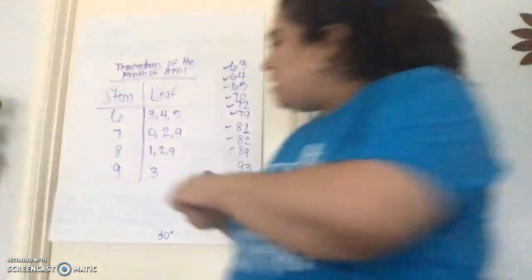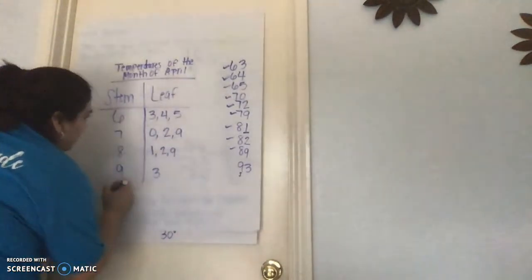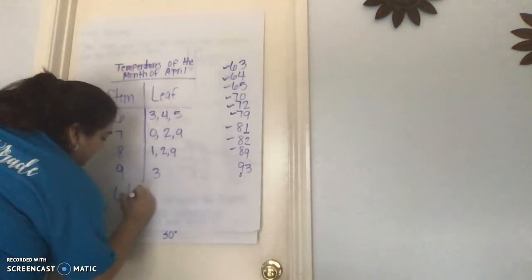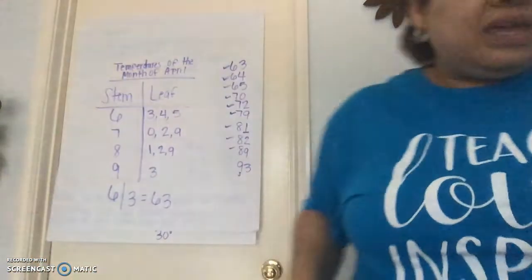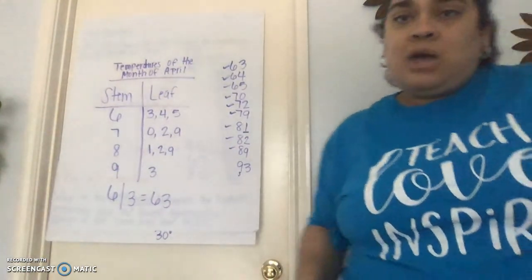Okay? Then on the bottom, I would put my key. So I would say 6/3 equals 63. That would be the key. You would always put a key on there. Okay?